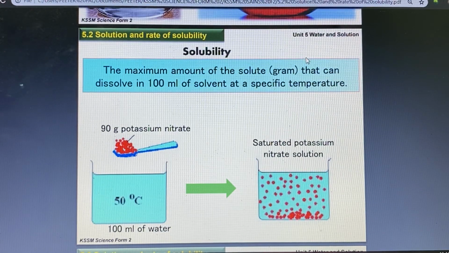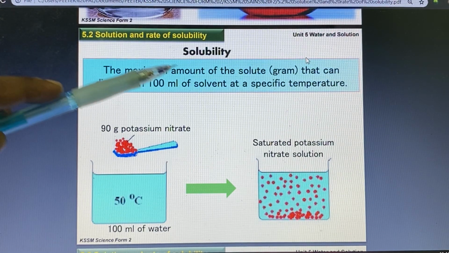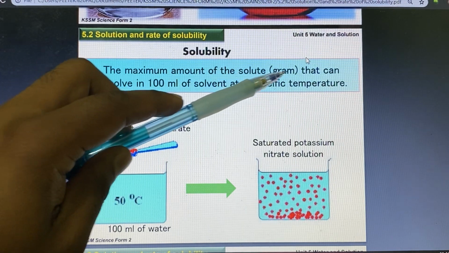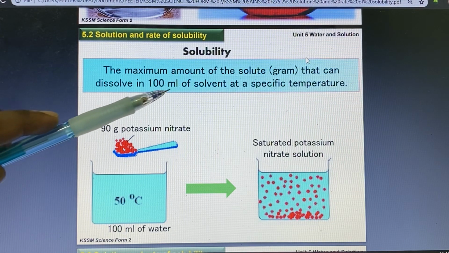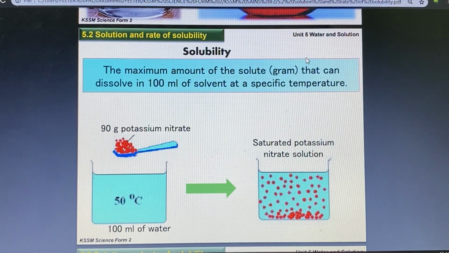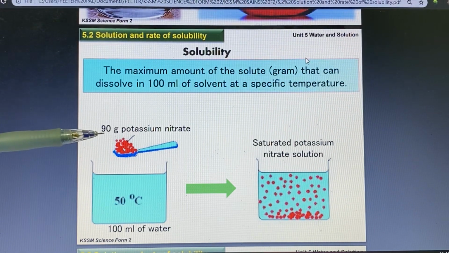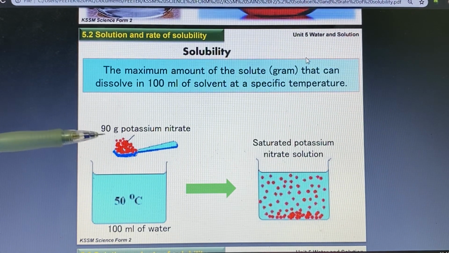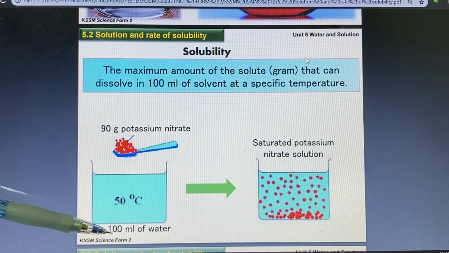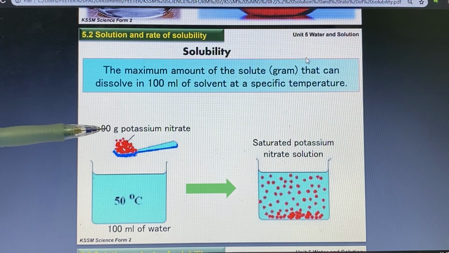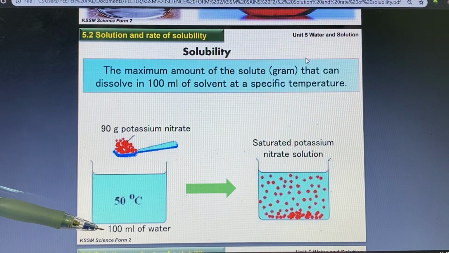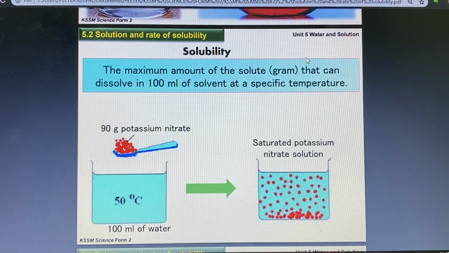And the next one to understand here is solubility. What is solubility? Solubility is the maximum amount of a solute in gram that can dissolve in 100 milliliter of a solvent at a specific temperature. If you see this example, 90 gram of potassium nitrate will dissolve in 100 milliliter of water at a fixed 50 degrees Celsius. So the solubility of potassium nitrate is 90 gram for every 100 milliliter of water at 50 degrees Celsius.